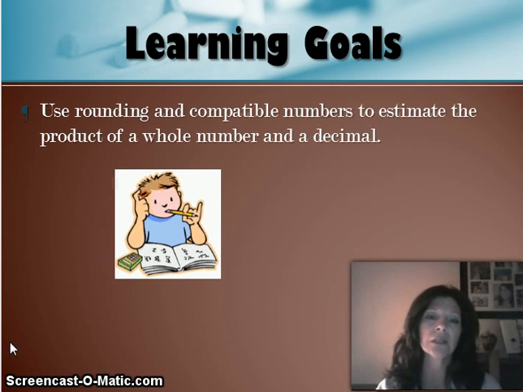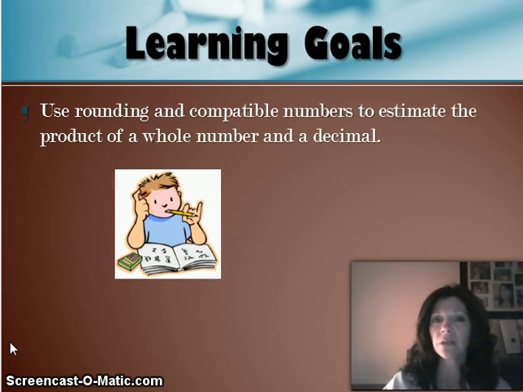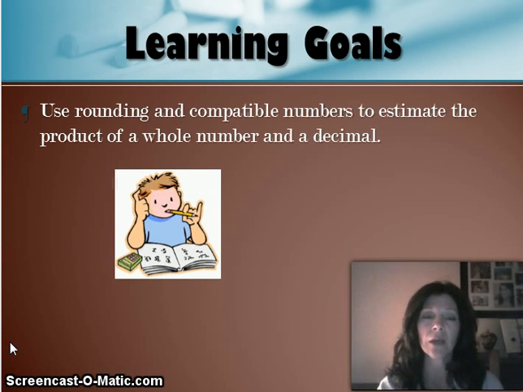Your learning goal for tonight is to use rounding and compatible numbers to estimate the product of a whole number and a decimal. Write your learning goal into your journal, pause the video, and when you are done, go ahead and continue, and we will continue with the lesson for this evening.